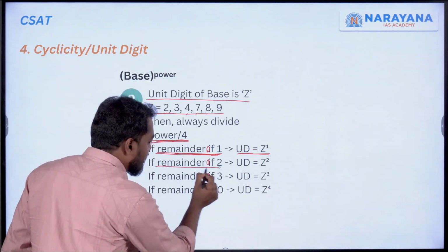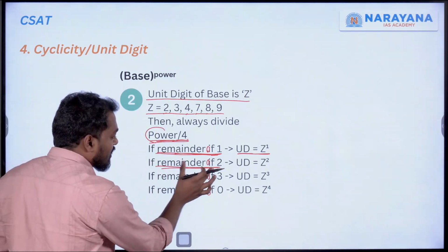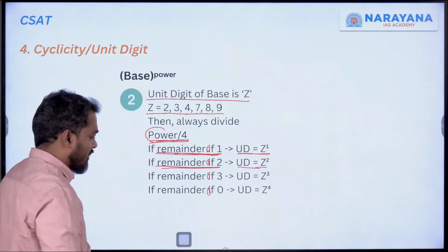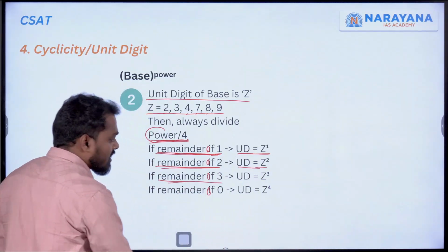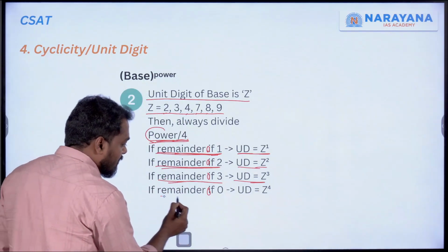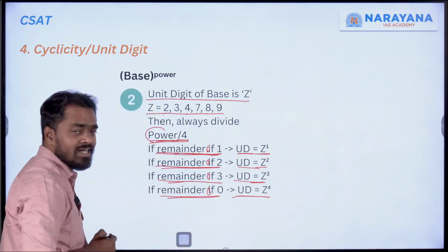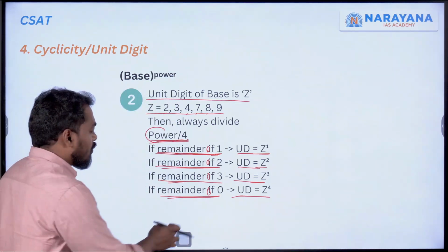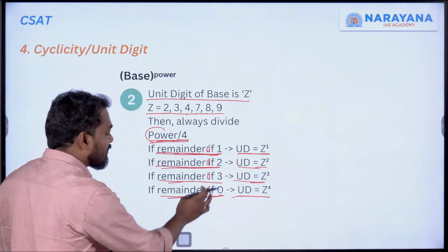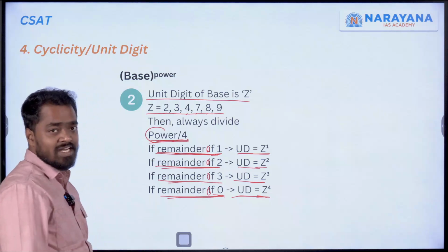If the remainder you are getting is 2, that means you are dividing the power with 4 and after that you are getting a remainder of 2, then your unit digit will be z square. If the remainder is 3, you will get a unit digit of z cube. If the remainder is 0, you are getting a unit digit of z to the power 4. Why 0? Because when you are dividing with 4, the remainder can't be more than 3. So if the remainder is 0, then the unit digit is z to the power 4.